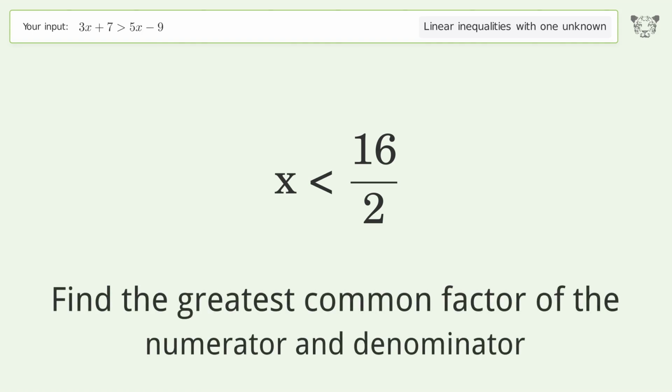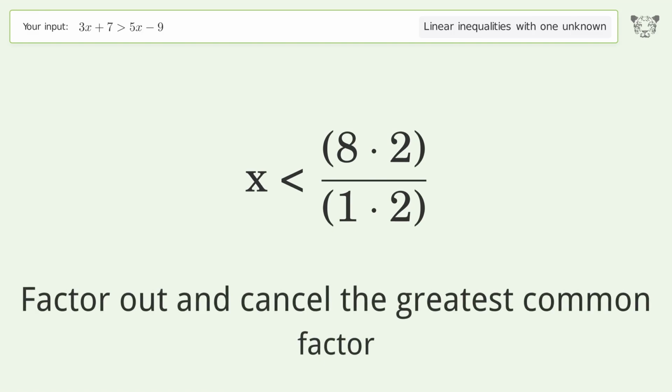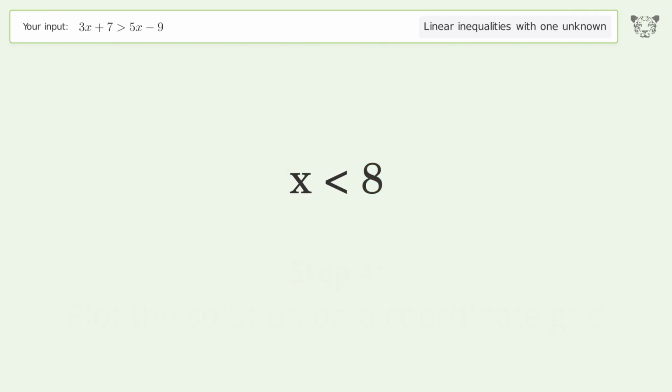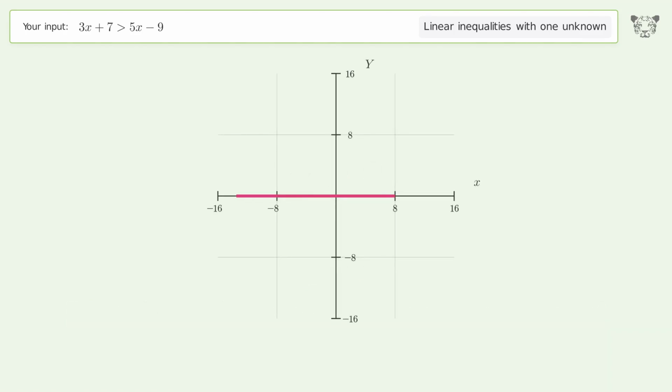Find the greatest common factor of the numerator and denominator. Factor out and cancel the greatest common factor. Plot the solution on a coordinate grid. And so the final result is x smaller than 8.